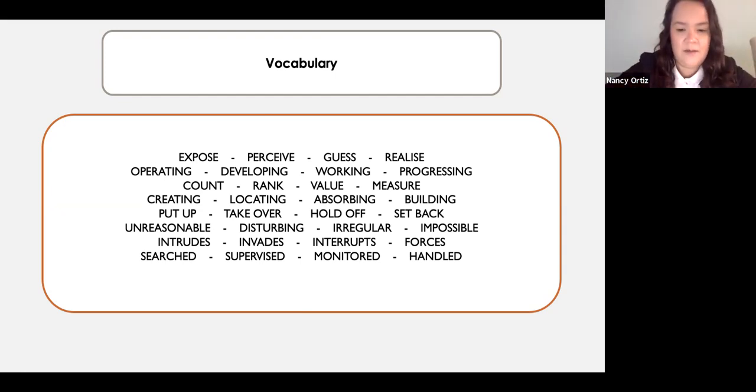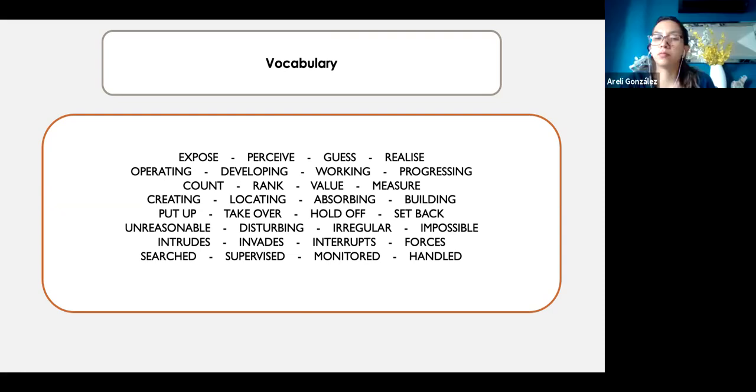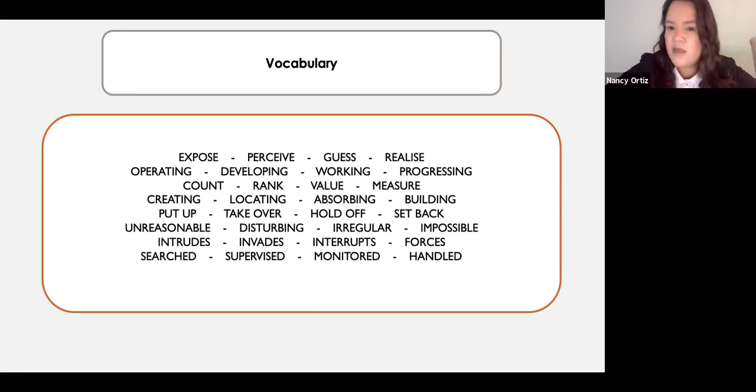Okay, let me put it here on the chat. Put up, to mount, or to display. In Spanish, colgar. Here's an example. He put up a picture for visitors to see. Él colgó. Okay. To mount or display.